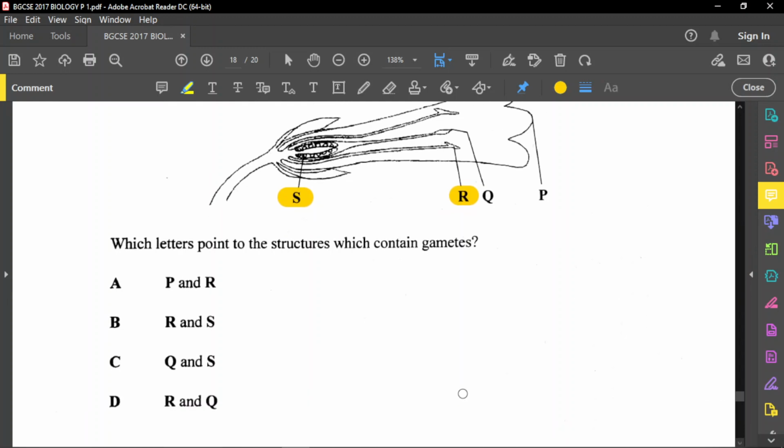So S and R is the answer. So here is R and S, right? It doesn't matter about the others. So both of them are responsible. B is the correct answer there.